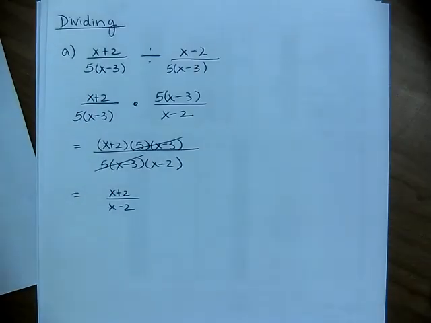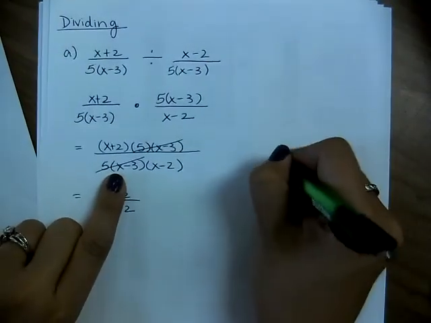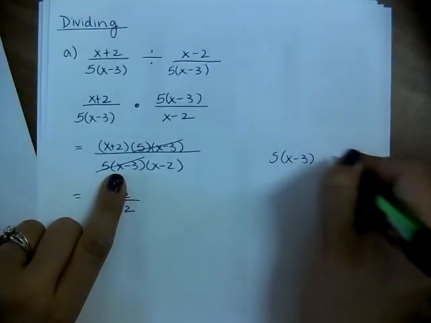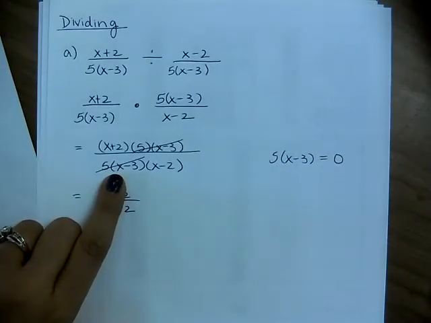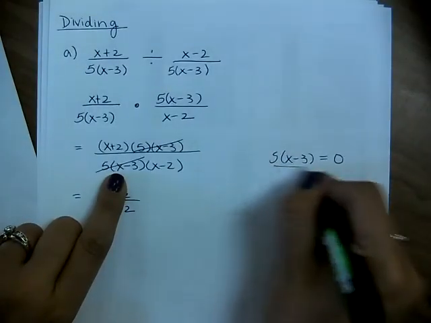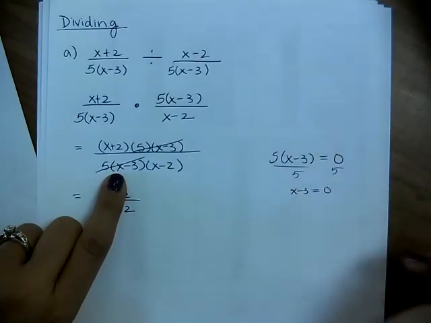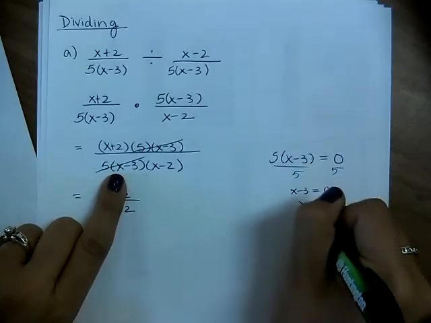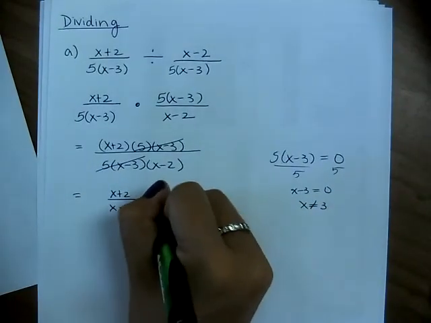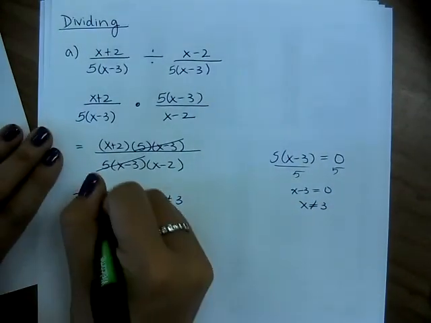Now with the restriction, this 5 times x minus 3 canceled. So if you think about setting that equal to 0, what happens with the 5? It goes away, because when you divide by 5 on both sides, we get x minus 3 equals 0. So x is not allowed to be 3, and that's the restriction you want to list.